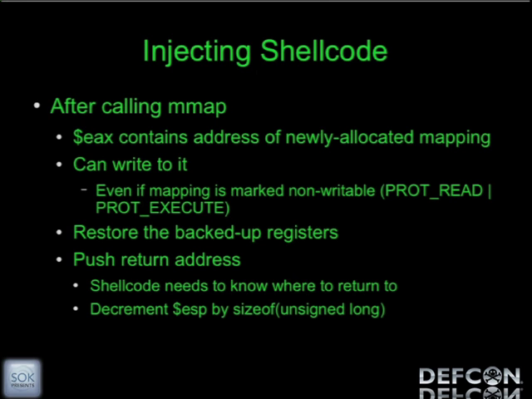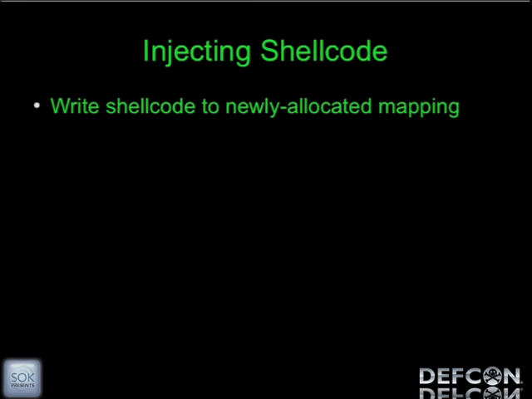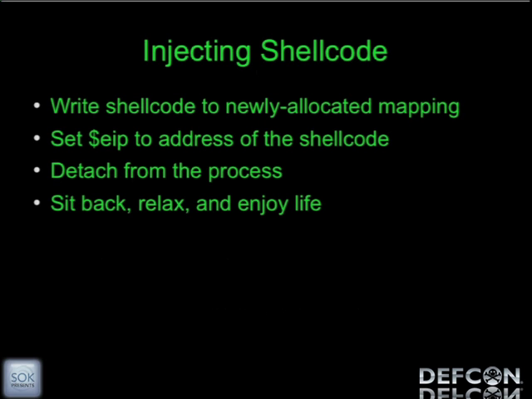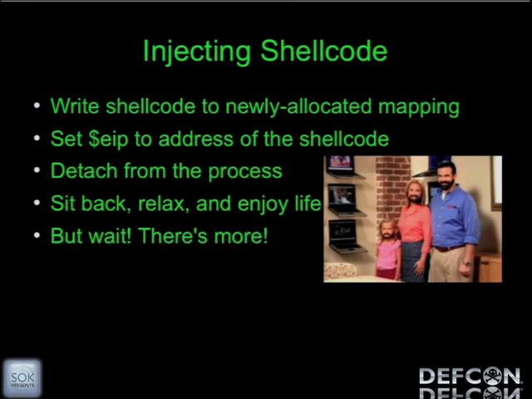So we'll decrement ESP by the size of unsigned long, which is 4 bytes on 32-bit and 8 bytes on 64. And then we'll copy EIP to ESP. We'll then write the shellcode to the newly allocated mapping and set the EIP address to the location of the shellcode. And we'll detach from the process, sit back, relax, and enjoy life. We've just injected our shellcode and got it to run. But wait. There's more.